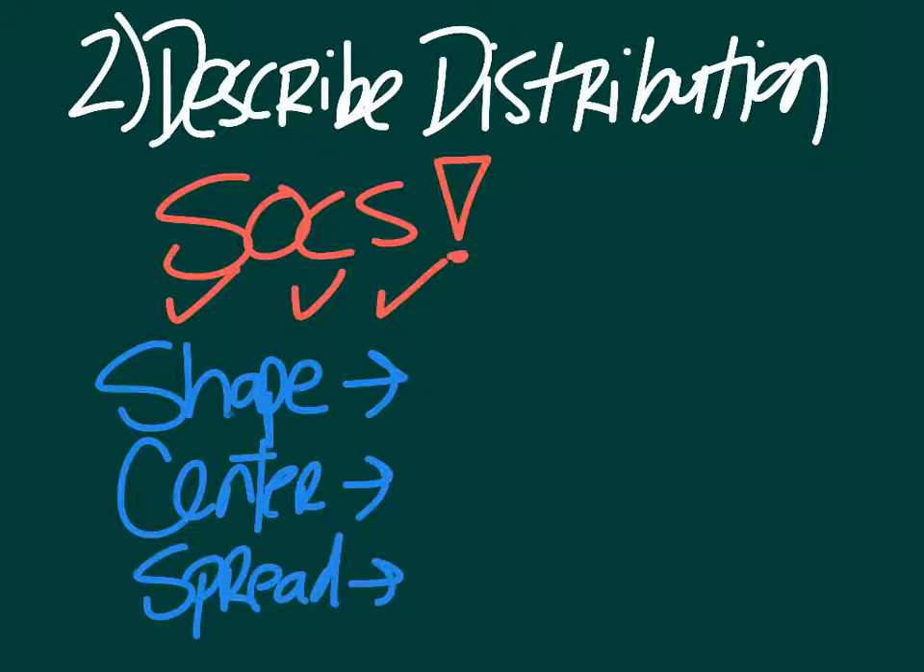Now, how you talk about these three elements depends on whether your distribution was dealing with a categorical or quantitative variable, that is, if it's a proportion or if it's a mean. So let's address how you would handle these three for the two different types of variables.